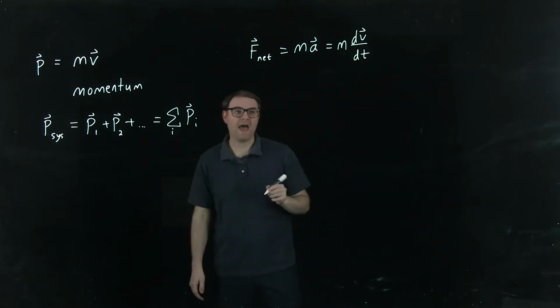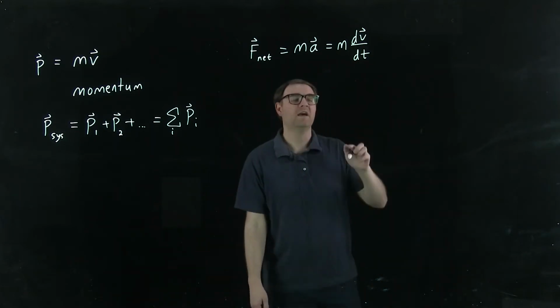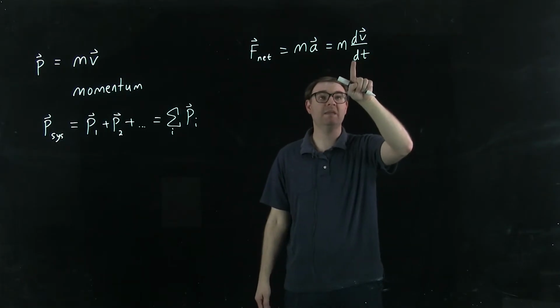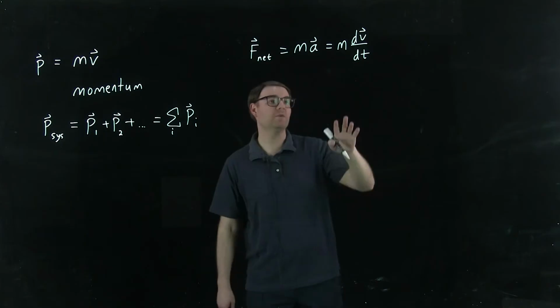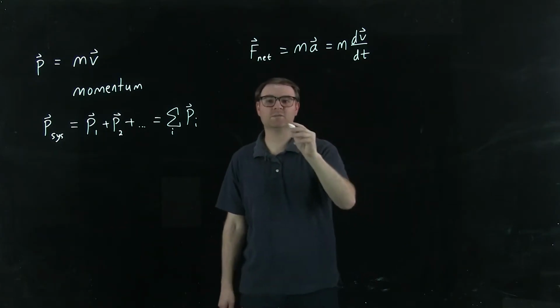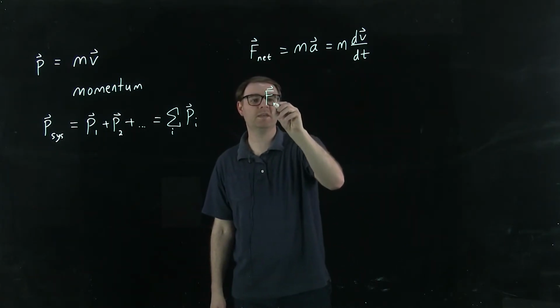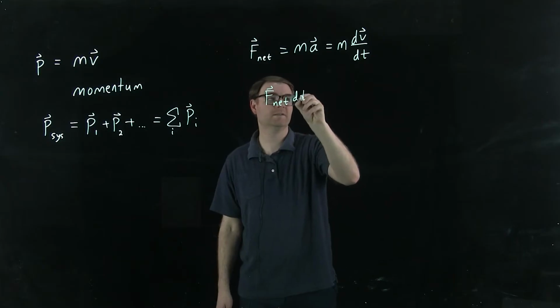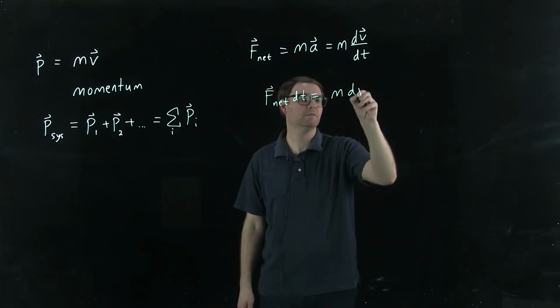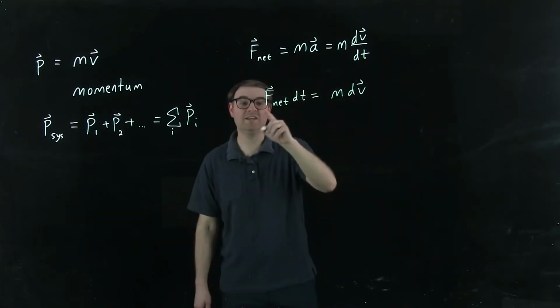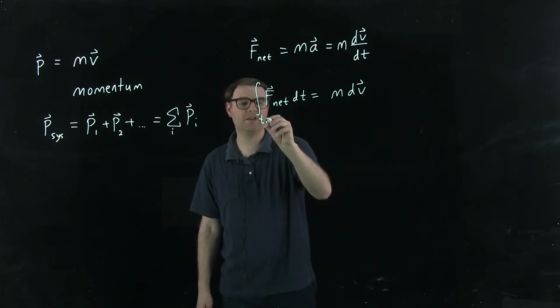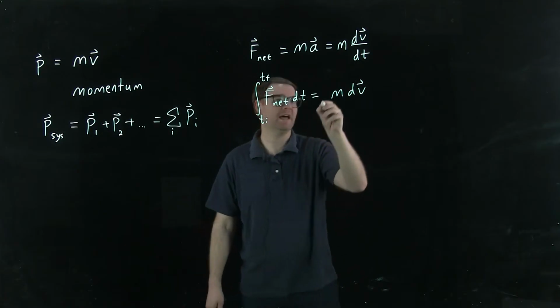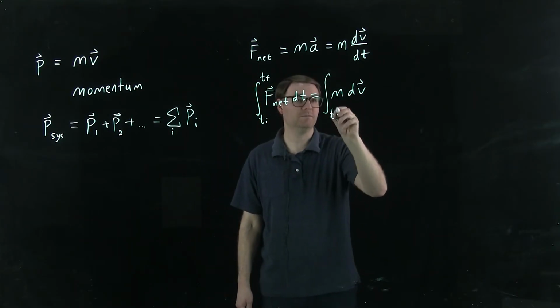Which if I want, I could rewrite using the definition of acceleration to look something like this. And once I have that, I recognize here that if I could get rid of time in this expression, I have something that looks very momentum-like. So what I'm going to do is multiply both sides of this expression by time, giving me something that looks like this. And then I'm going to integrate both sides with respect to time, from some initial to some final time, like so.